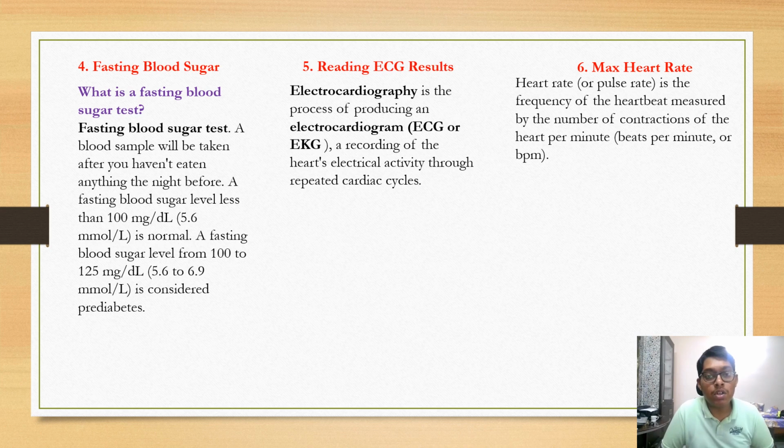Next one is reading the ECG results. Electrocardiography is the process of producing an electrocardiogram, a recording of the heart's electrical activity through repeated cardiac cycles. Next one is maximum heart rate, or pulse rate, which is the frequency of the heartbeat measured by the number of contractions of the heart per minute, or we can call it BPM, beats per minute.